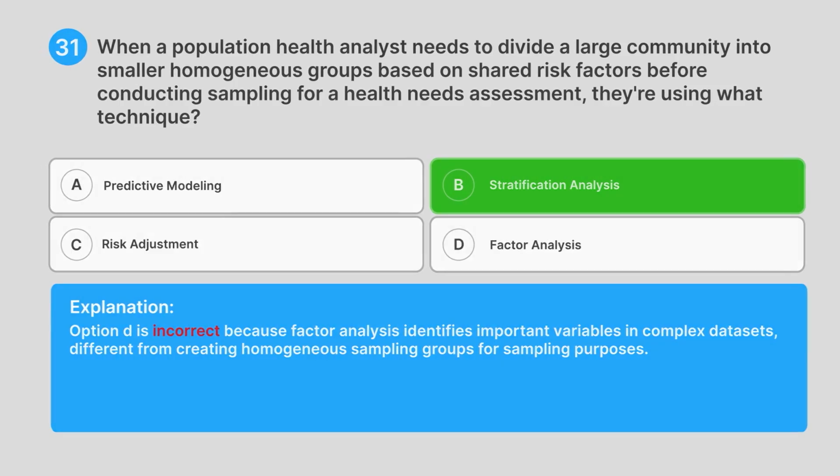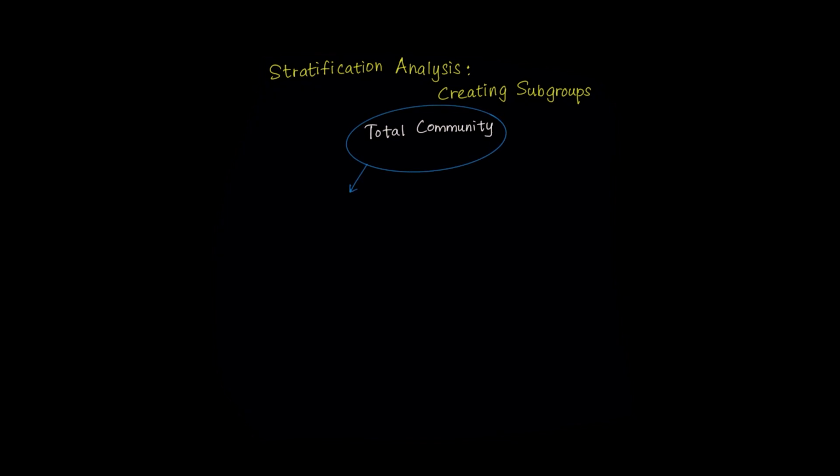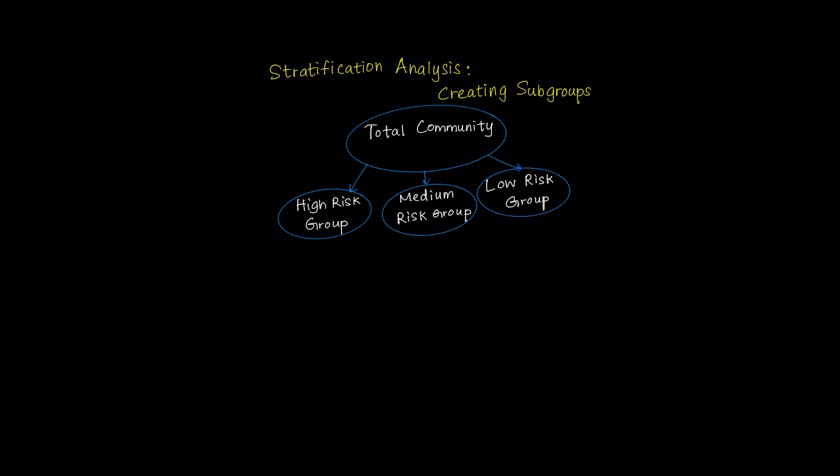Let's explore an important analytical technique for improving sampling accuracy. When a population health analyst needs to divide a large community into smaller homogeneous groups based on shared risk factors before conducting sampling for a health needs assessment, they're using stratification analysis, which creates uniform subgroups for more accurate sampling. Think of stratification as organizing people into similar categories before you start your study, kind of like sorting a deck of cards by suit before dealing.